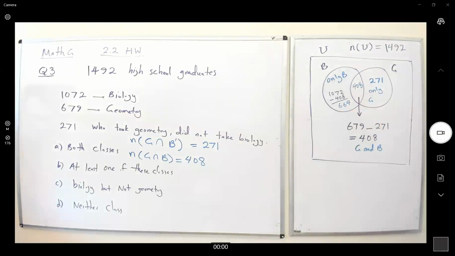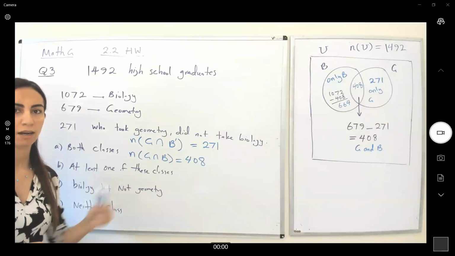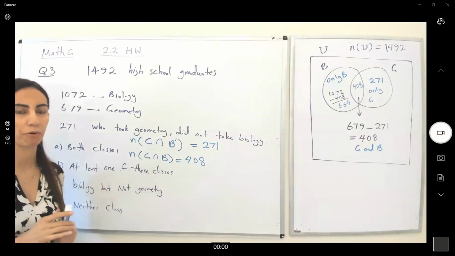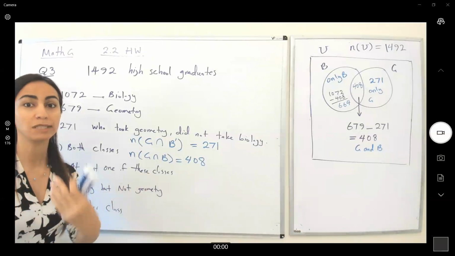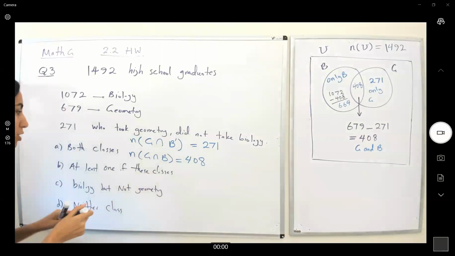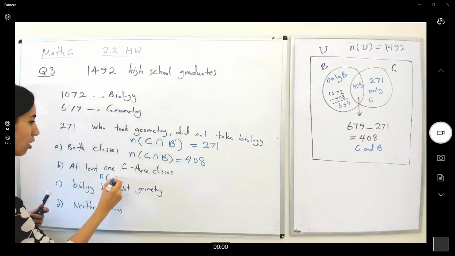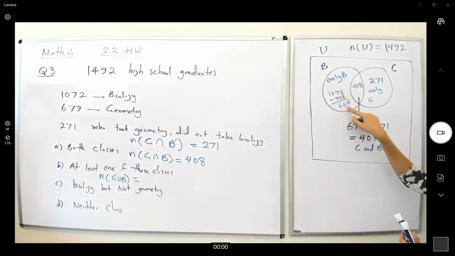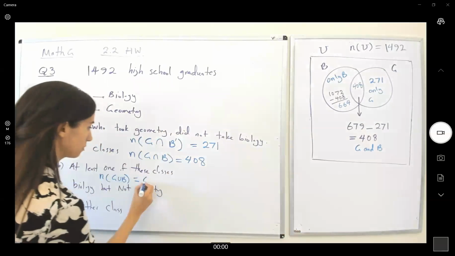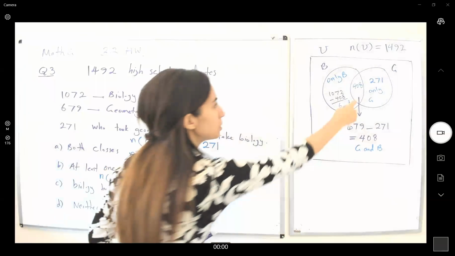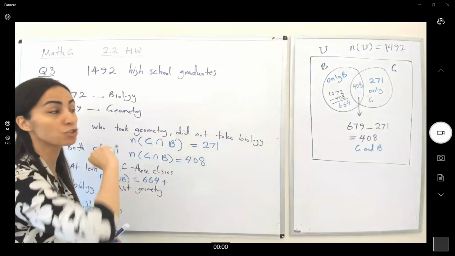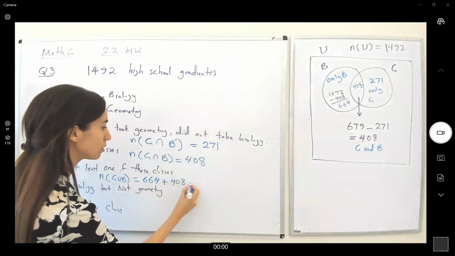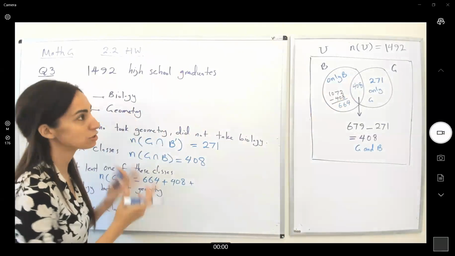Okay, perfect. Now let us answer part B. Part B says at least either the first or the second or both. At least one of these classes. It means that it interprets to union. This question says find the cardinality of G union B. People who only took biology, 664, plus people who took both biology and geometry, 408, plus people who only took geometry, 271.